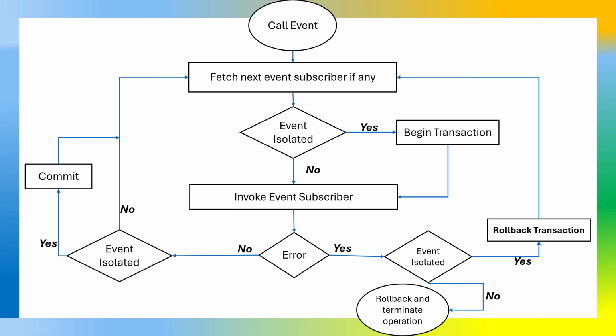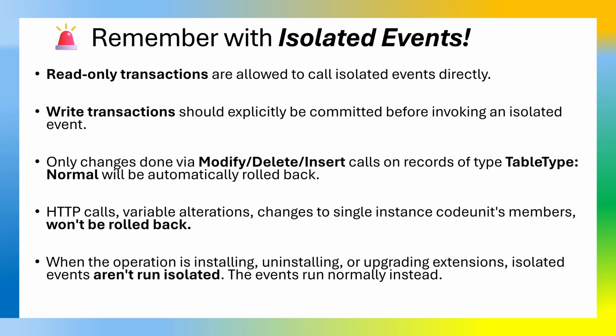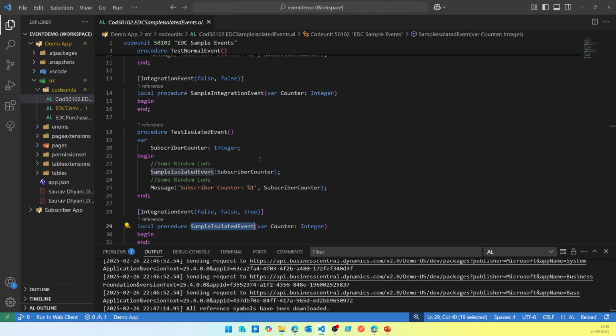So what you need to remember while dealing with isolated events, and we'll see it in action: read-only transactions are allowed to call an isolated event directly. When you're reading the data, you are allowed to call an isolated event directly. If you're writing something, then before calling or invoking the isolated event, you have to explicitly commit. So there should be a pre-commit at this point before I invoke my isolated event.